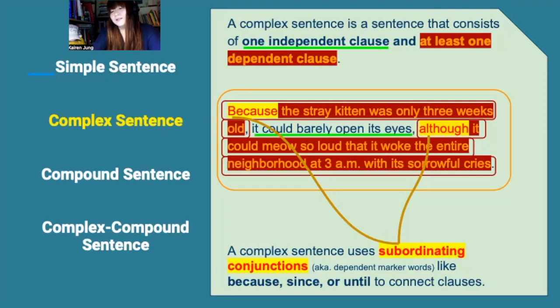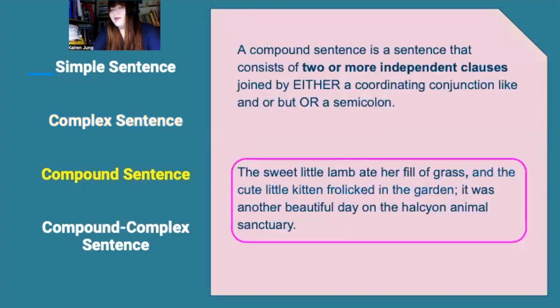But what if you don't have any dependent clauses in a sentence? What if the sentence is made up entirely of multiple independent clauses? Well, that's certainly something that happens. It's called a compound sentence. A compound sentence is a sentence that consists of 2 or more independent clauses joined by either a coordinating conjunction like and or but, or a semicolon.